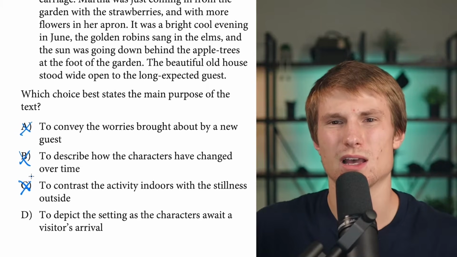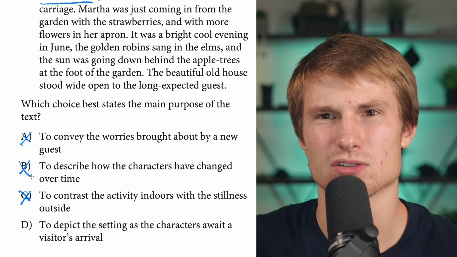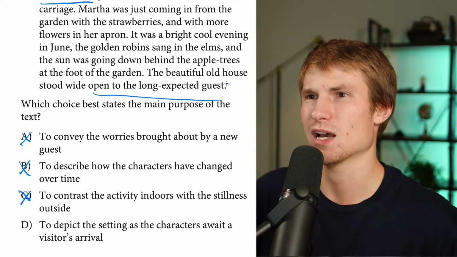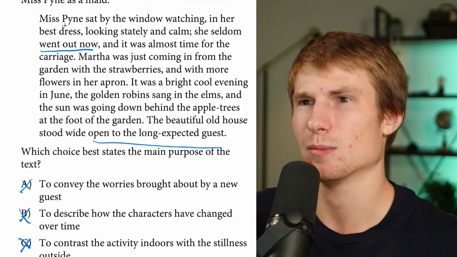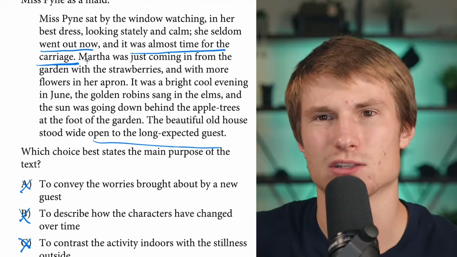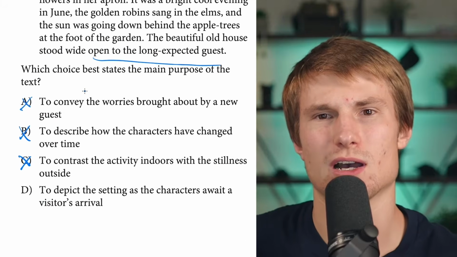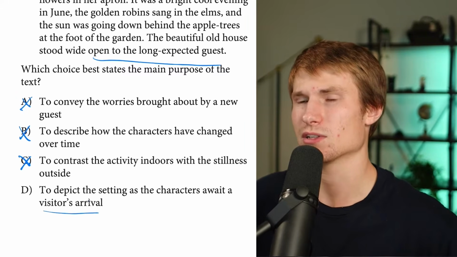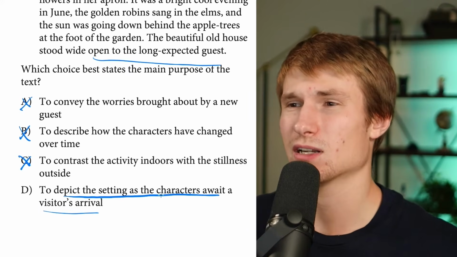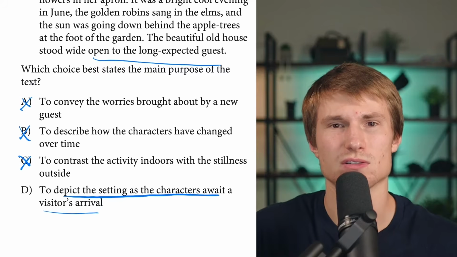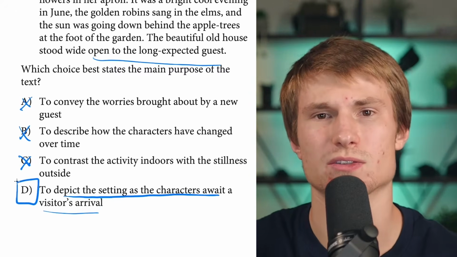If you look at D, to depict the setting as the characters await a visitor's arrival, we do have at the end, the beautiful old house stood wide open to the long-expected guest. We also have, it was almost time for the carriage. So I would presume that someone is coming by carriage, and that is who the guest will be. So option D, to depict the setting as the characters await a visitor's arrival. Okay, we see that a visitor is probably coming. We also have to depict the setting as the characters wait. That's ultimately what we do throughout the bulk of that text, so there's tons of textual support for that as well. So our answer would have to be D.